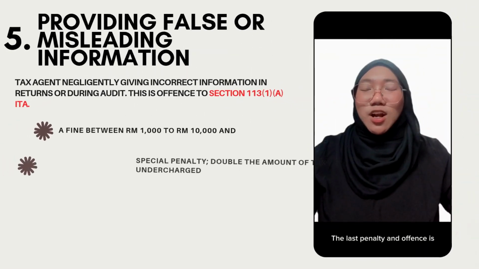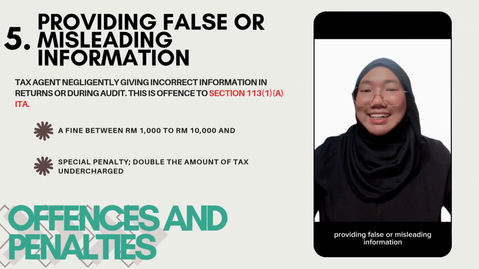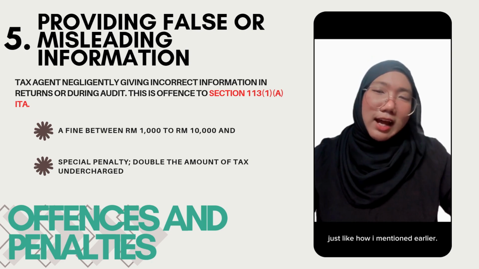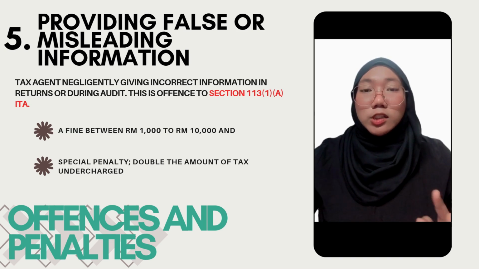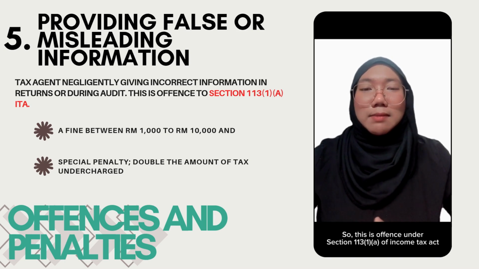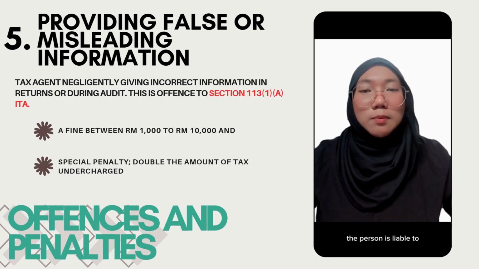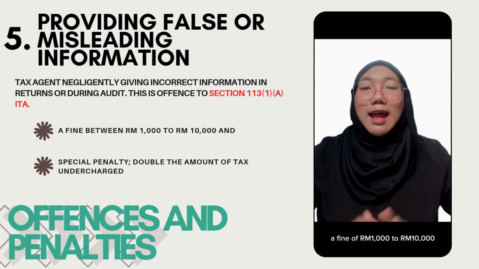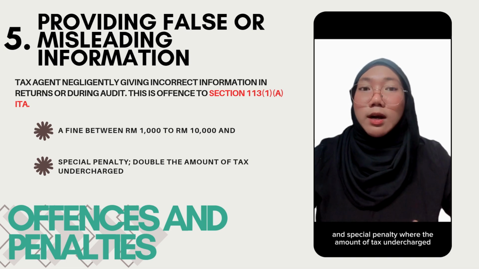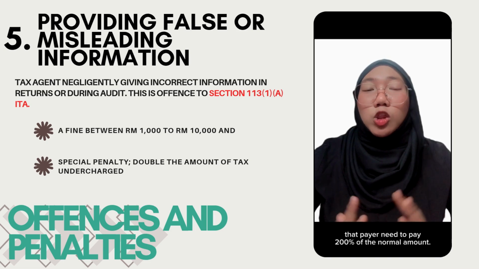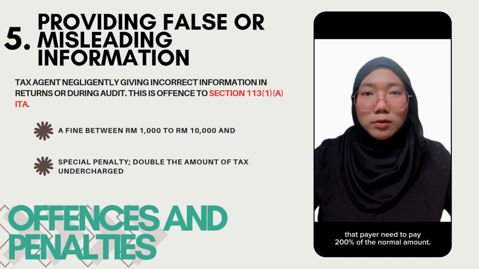The last penalty and offense is providing false or misleading information by the tax agent. This is when they do what they shouldn't do, just like I mentioned earlier. So, this is an offense under Section 113(1)(a) of the Income Tax Act. The person is liable to a fine of 1,000 ringgit to 10,000 ringgit, and a special penalty where the amount of tax undercharged will be doubled, which means the payer needs to pay 200% of the normal amount.